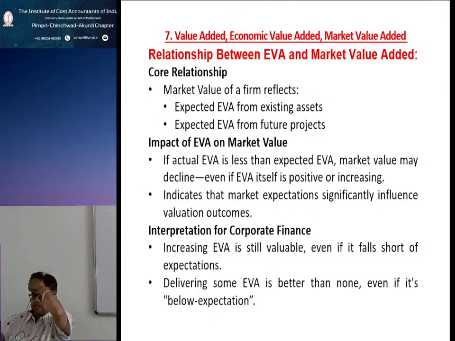Now let's understand the relationship between EVA and MVA and the difference accordingly. Core relationship: the market value of a firm reflects expected EVA from existing assets and expected EVA from future projects. The impact of EVA on market value is that if actual EVA is less than expected EVA, then market value may decline even if EVA itself is positive or increasing. It indicates that market expectations significantly influence valuation outcomes. Interpretation for corporate finance: increasing EVA is still valuable even if it falls short of expectations, and delivering some EVA is better than none, even if it's below expectations.